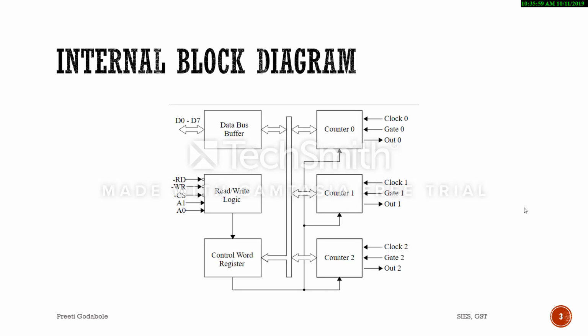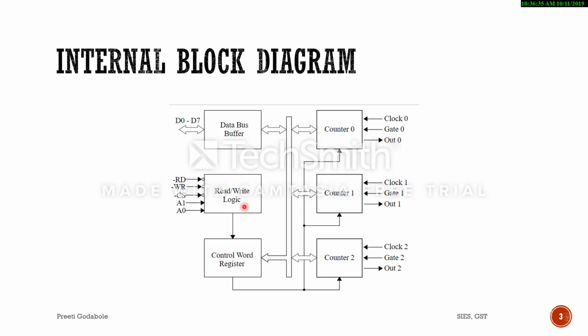This is the architecture of 8253. It comprises of three counters: counter 0, counter 1, counter 2. These three counters are 16-bit down counters which can work independently. There is a control word register available which is going to configure 8253. The read-write logic block is essential to understand whether it is a read operation or a write operation that is happening.